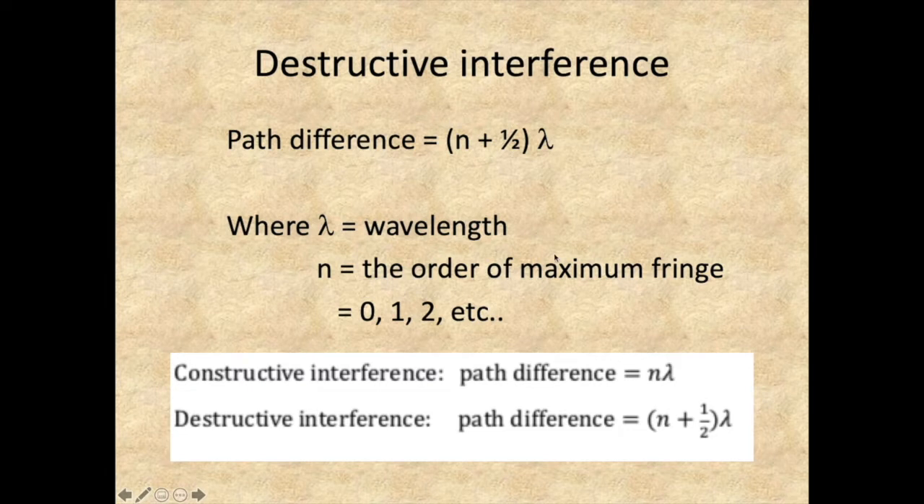So we conclude that for destructive interference points, where lambda is wavelength, n is the order of maximum, path difference is equal to n plus half lambda, where n is an integer, 0, 1, 2, etc. So that's how it's also given in the data booklet.